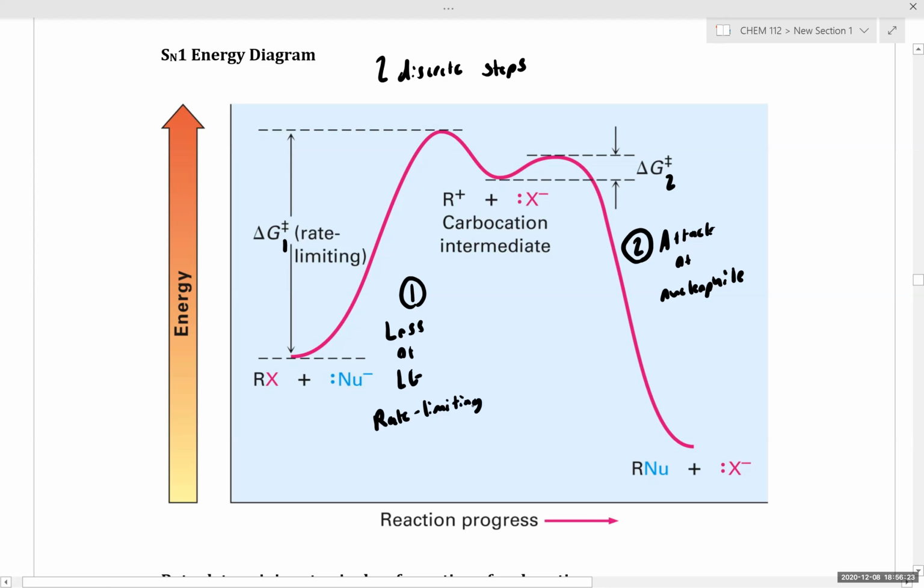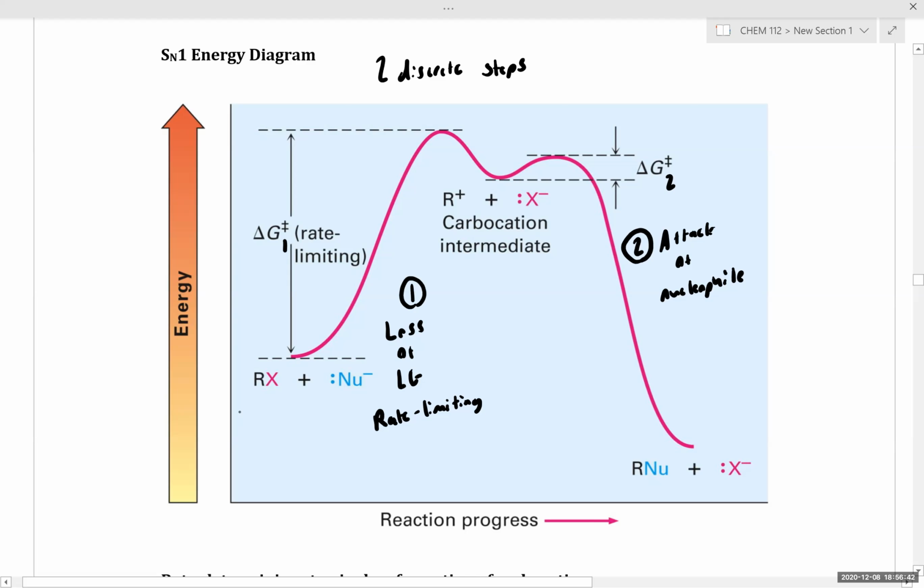And that makes sense intuitively, right? Obviously, it's pretty difficult to make a carbocation. Carbocations aren't particularly stable. They're pretty high energy species. So it takes a large activation barrier to generate our carbocation from our starting materials.